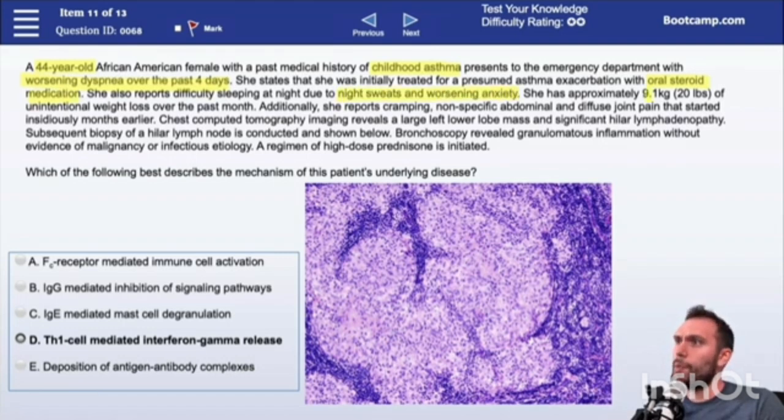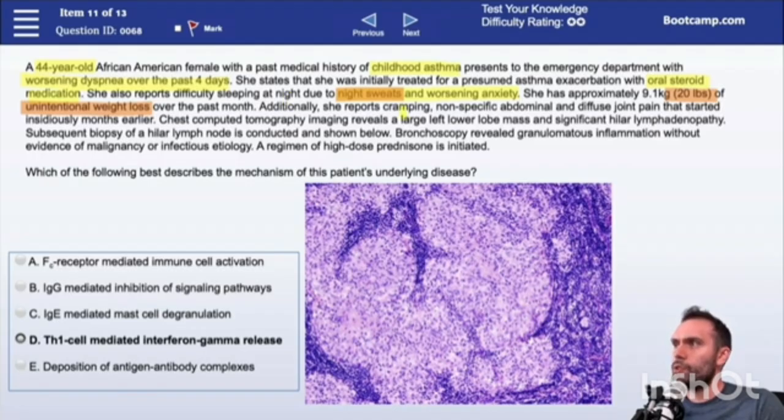Okay, she has approximately 9.1 kilograms or 20 pounds of unintentional weight loss. So now the night sweats and the unintentional weight loss, the first thing that you start to think about when you see these signs is some form of malignancy. Typically, at least that's what I'm thinking about. This is happening over the past month.